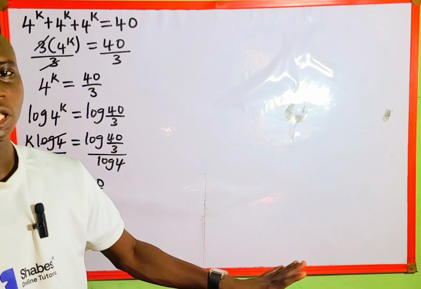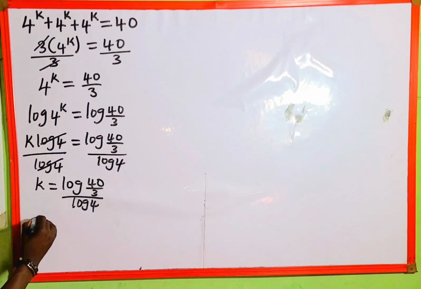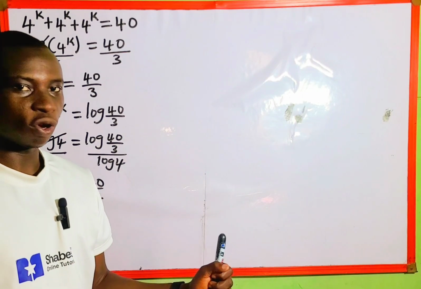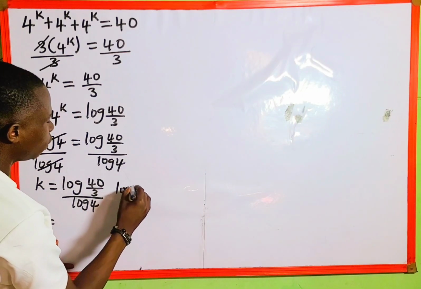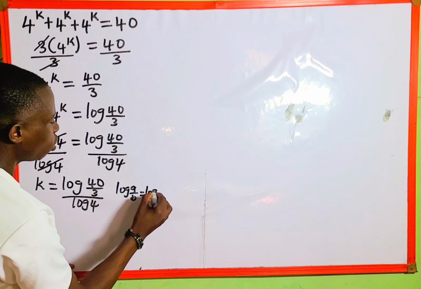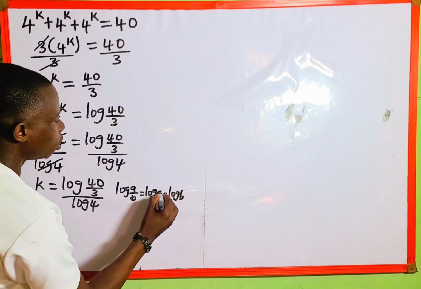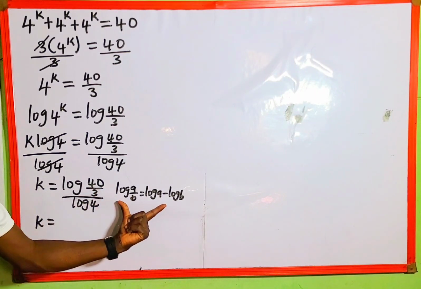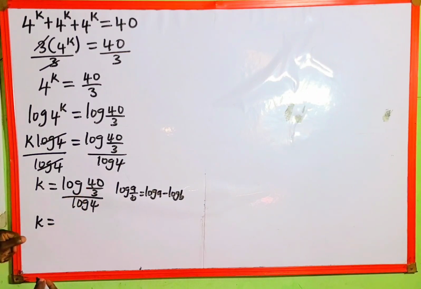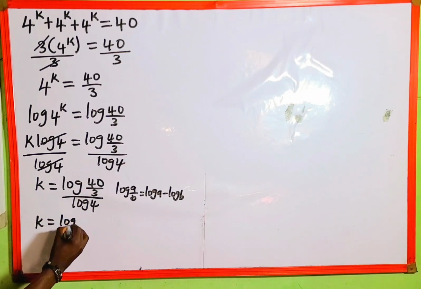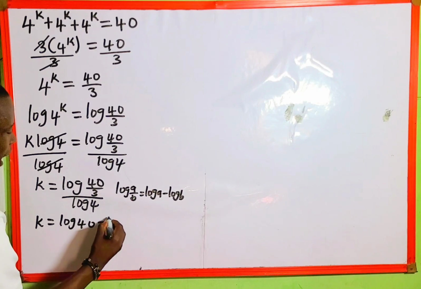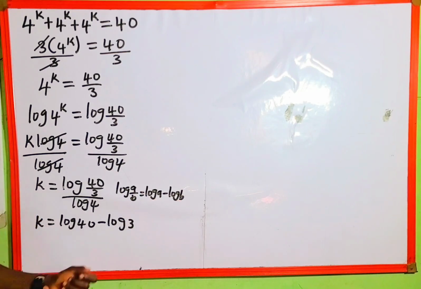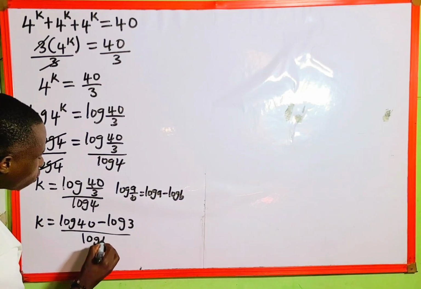We need to simplify to its lowest form. So here we need to recall what we call the division property of logarithms. When we have log of a over b, this is the same as log of a minus log of b. We're going to apply this property to the numerator on the right hand side. We're going to have k equal to log of 40 minus log of 3, then everything all over log 4.